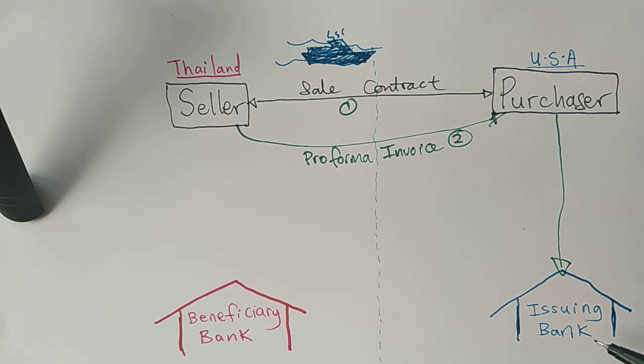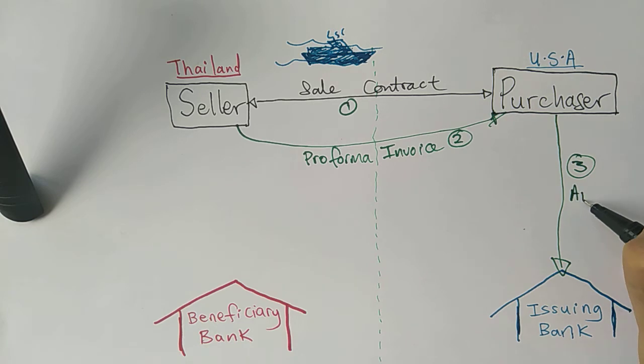Issuing because this is the bank of the purchaser, which has the purchaser's money. The purchaser has a bank account in this bank. It's called the issuing bank because this is the bank that would issue the letter of credit. So step 3, the purchaser informs the bank, or officially applies for a letter of credit, LC, short form for letter of credit.